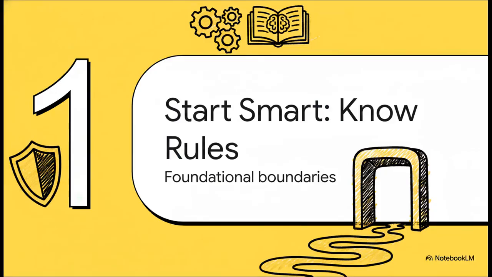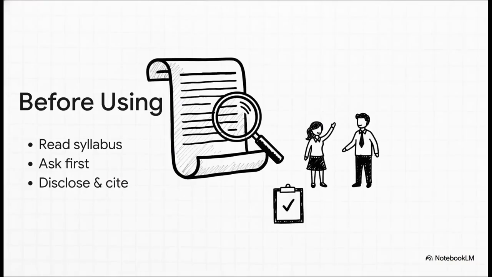Section 1 is Start Smart, Know the Rules. We need to look at the foundational boundaries you've got to set before you even open up an AI app. So your responsibility actually starts right at the beginning of the semester. Before you use AI for anything, read your syllabus. Every instructor is different, and their policies are going to vary. If you aren't completely sure, just ask. Honestly, it's better to be safe, because some courses heavily restrict or totally prohibit AI-generated work. And hey, if you are allowed to use it, always disclose and cite your AI usage.